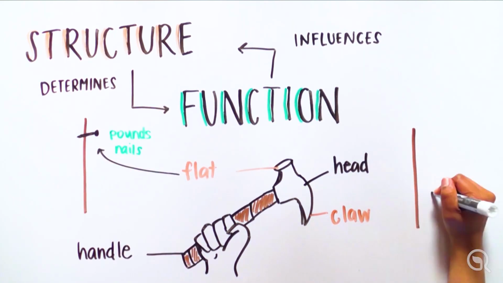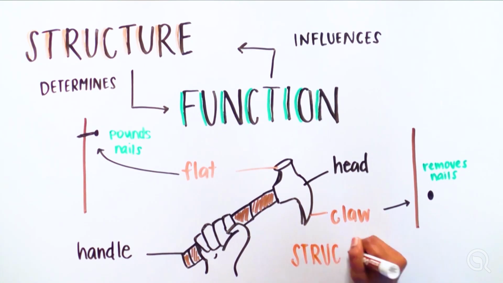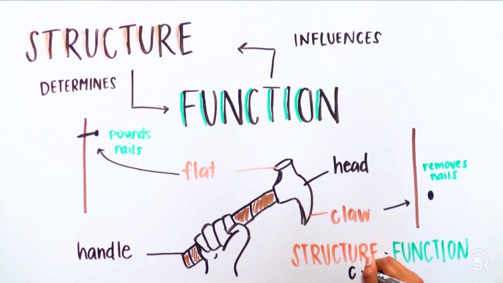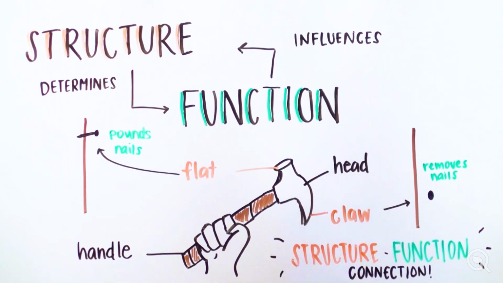The flat face pounds nails, while the claw removes nails. Hammer structure is built with a specific purpose in mind, and this determines its function. In this case, two functions. This is the structure-function connection.